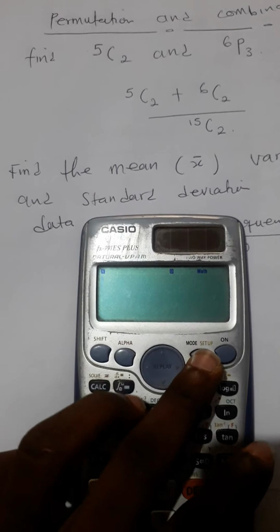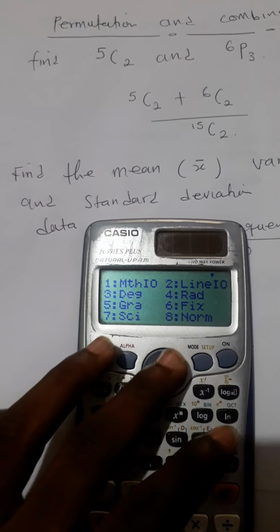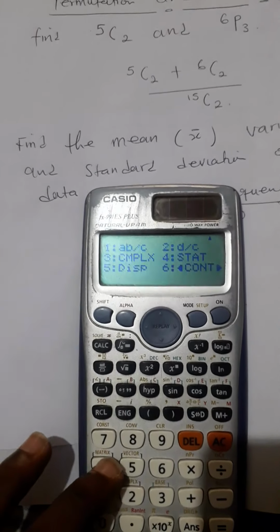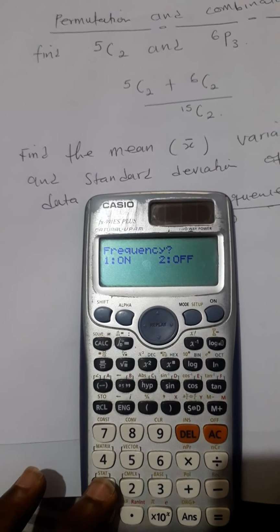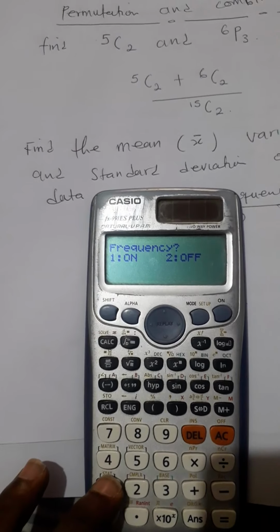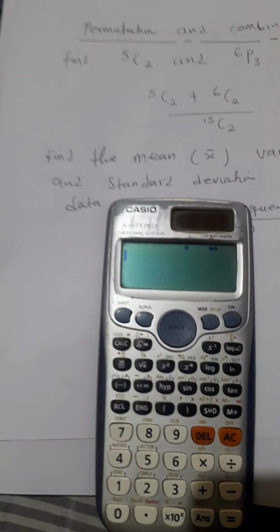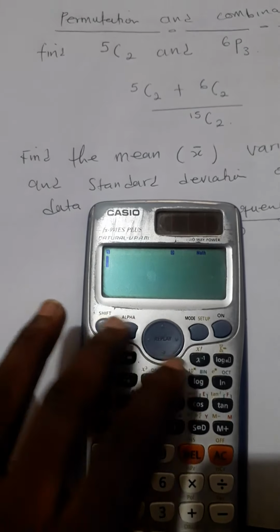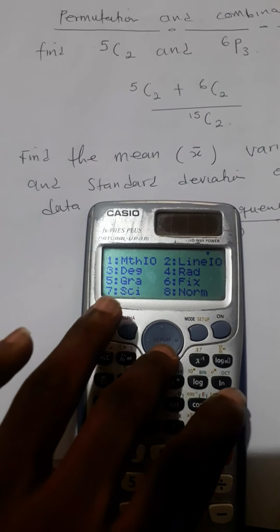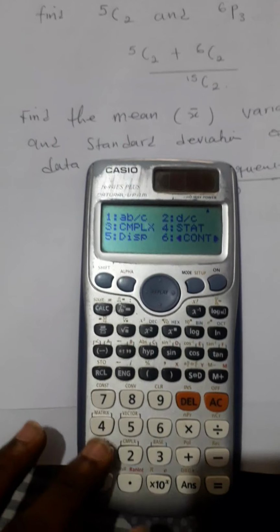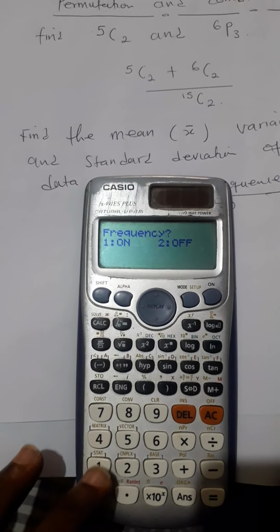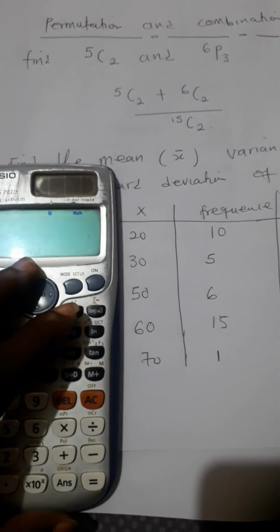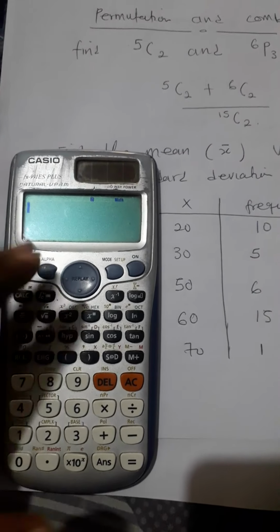So shift plus mode, then I press down, then I choose statistics, which is number 4, and frequency we put on, because mostly our frequencies are on. So let's go through it again. You press shift plus mode, then you press down and press statistics, which is 4, and then you press 1, which will put it on. So it means inside the calculator, the frequency should be on.